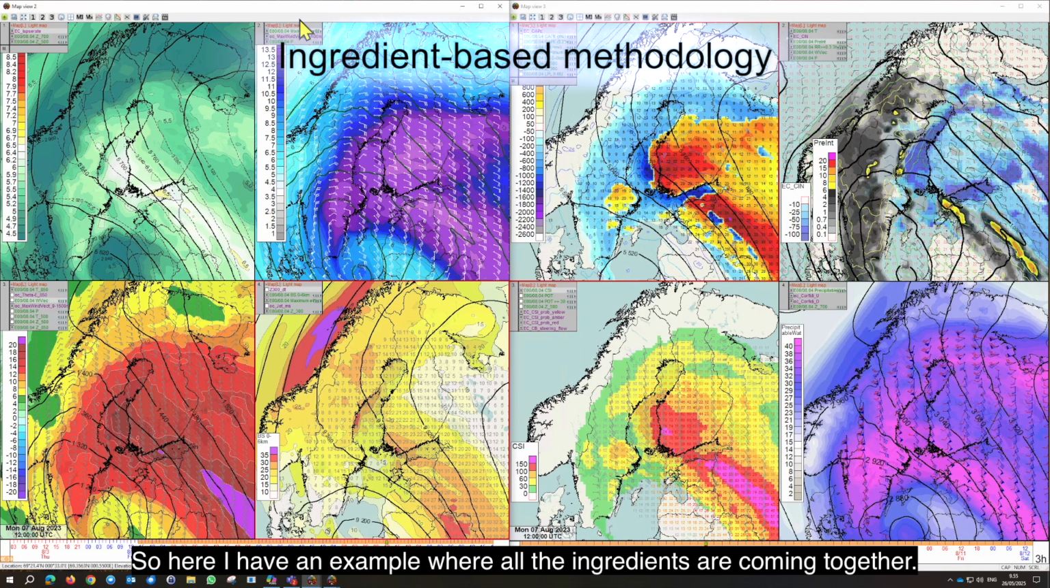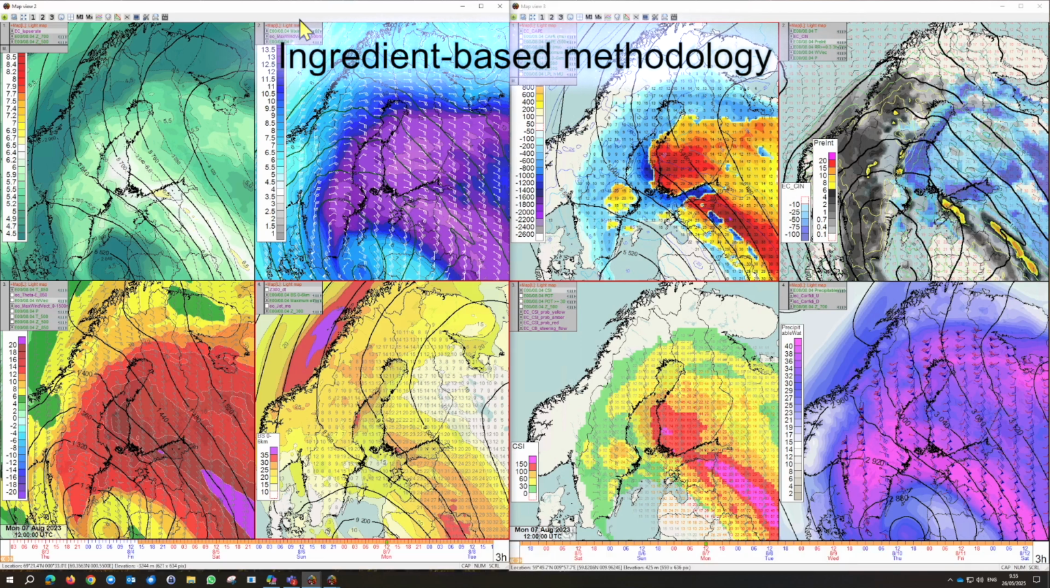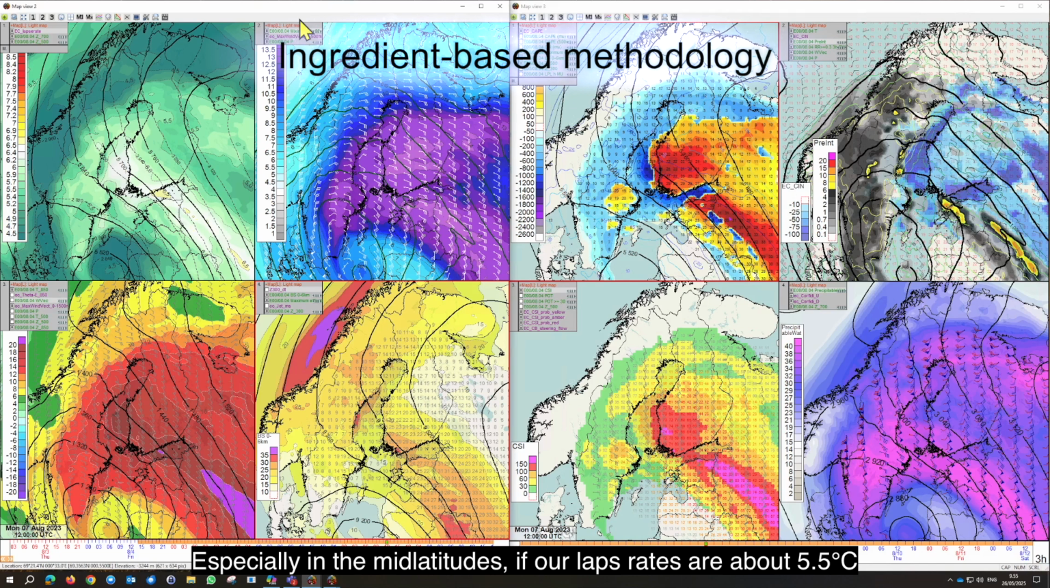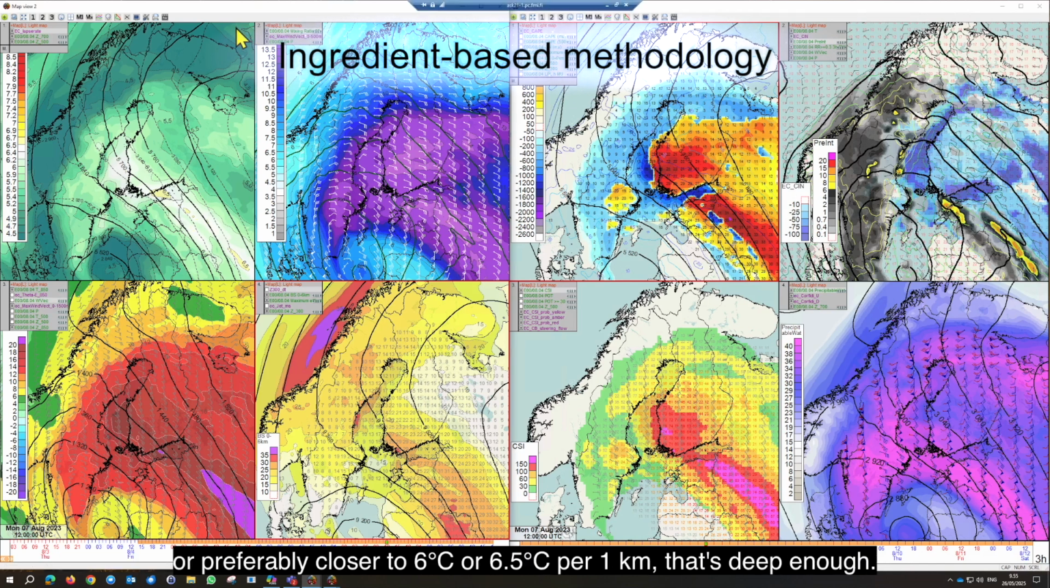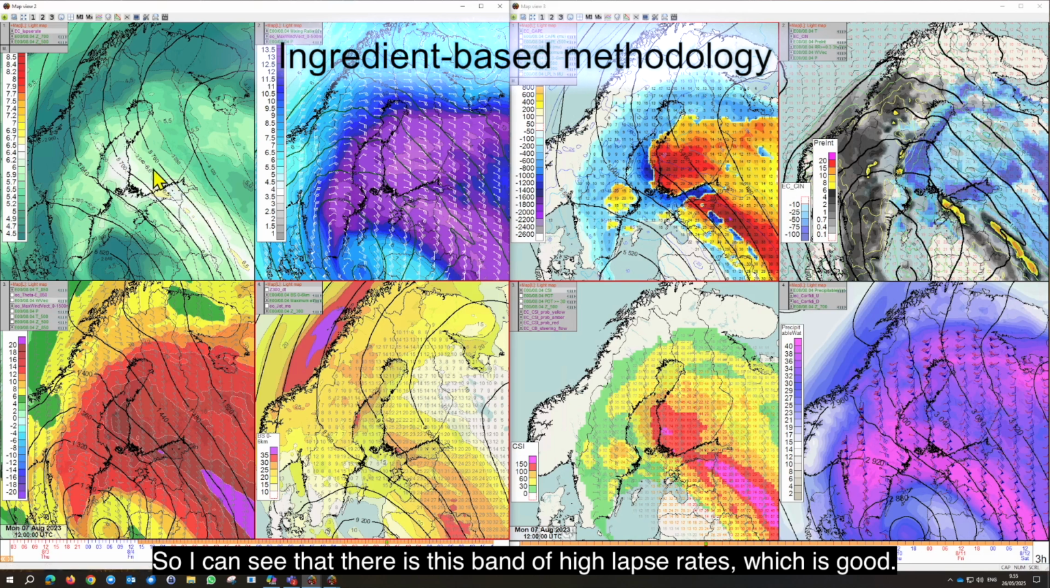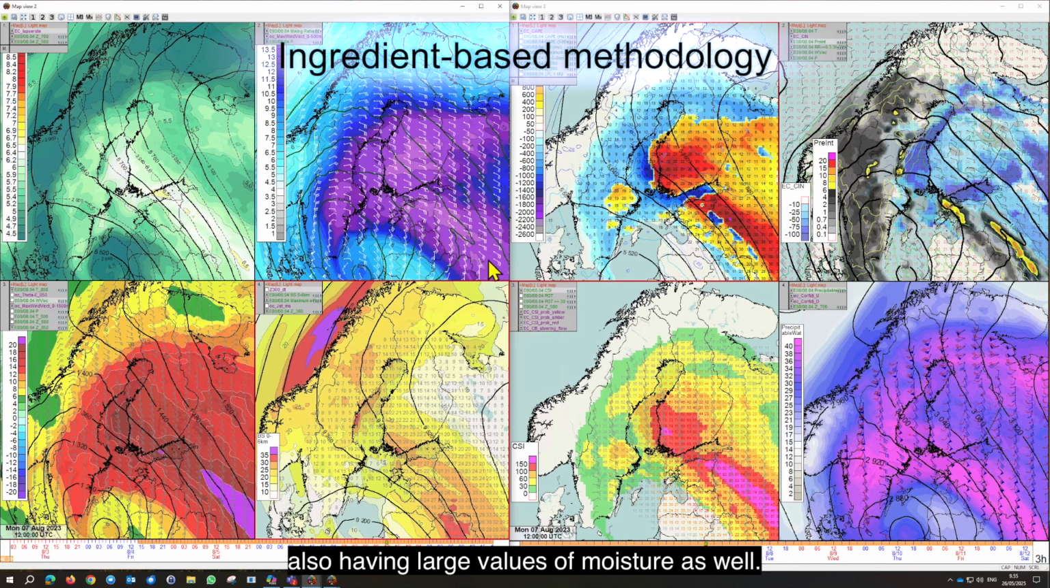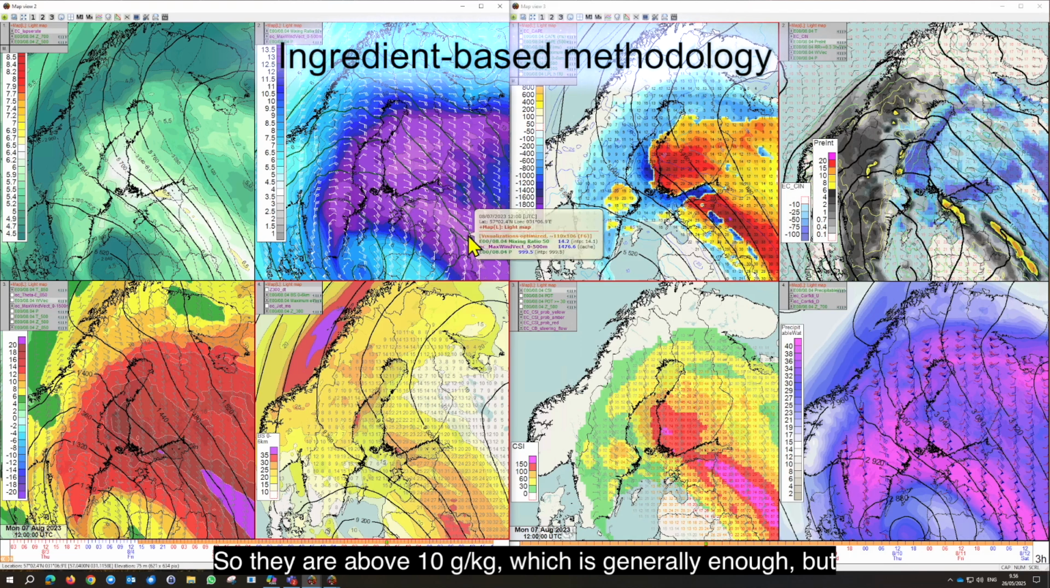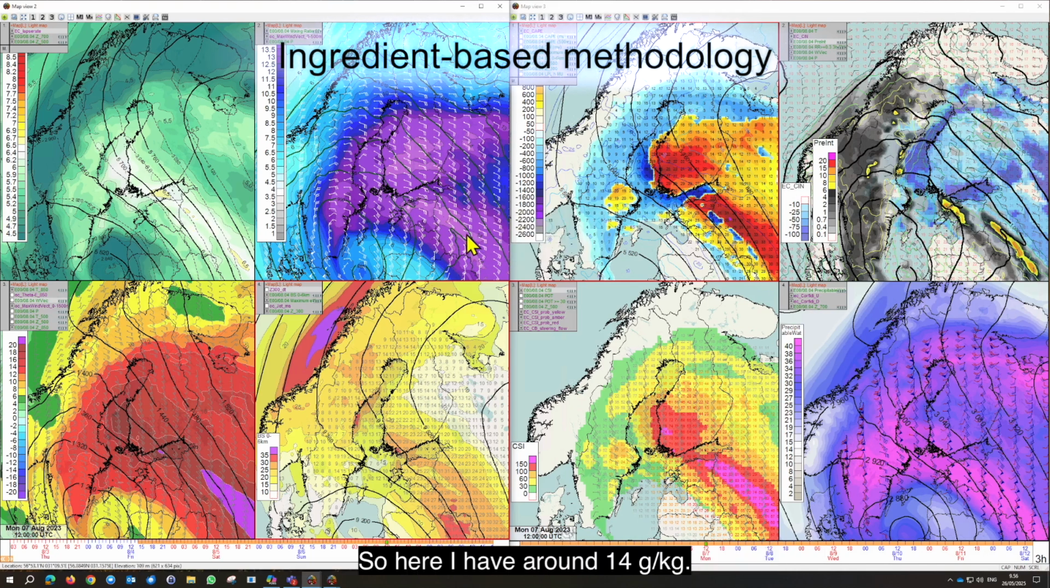So here I have an example where all the ingredients are coming together. Especially in the mid-latitudes, if our lapse rates are above 5.5 or preferably closer to 6 or 6.5 Celsius degrees per 1 kilometer, that's deep enough. So I can see that there is this band of high lapse rates, which is good. Then from the moisture content, I can see that this area is also having large values of moisture as well. So they are above 10, which is generally enough, but closer to 12 or even 14 you go, the better it is. So here I have around 14 grams per kilogram.